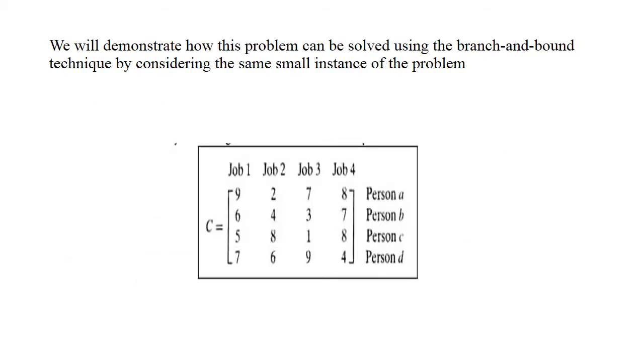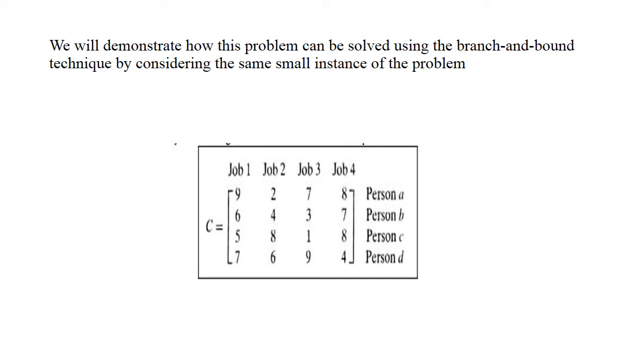So now we'll consider the assignment problem instance represented in a cost matrix of n cross n. Here the first row represents person A's job 1, job 2, job 3, job 4 cost, the second row represents person B's job cost, the third row represents person C's job cost, and the last row represents person D's job cost. Now we'll see how to solve the assignment problem using the branch and bound technique, especially the best-first branch and bound technique.